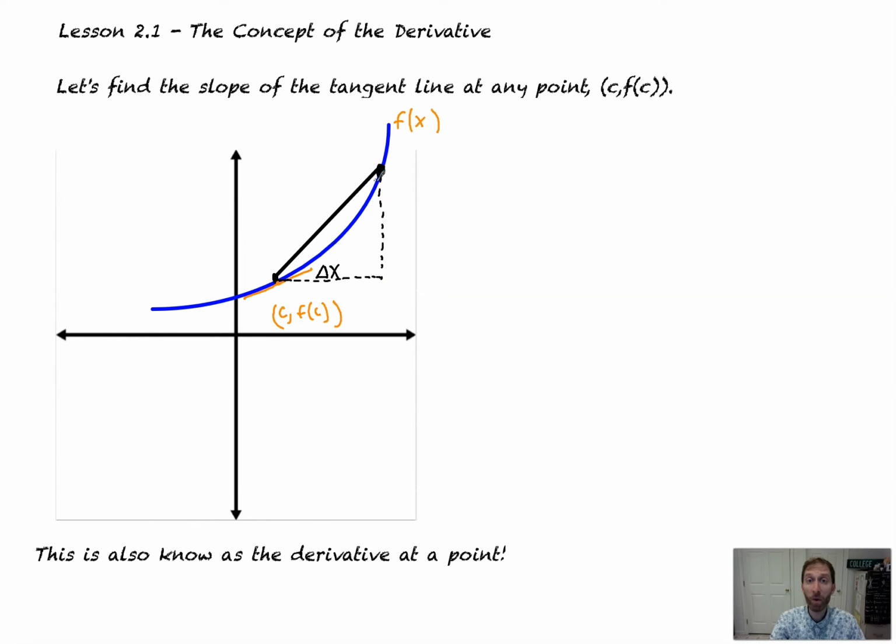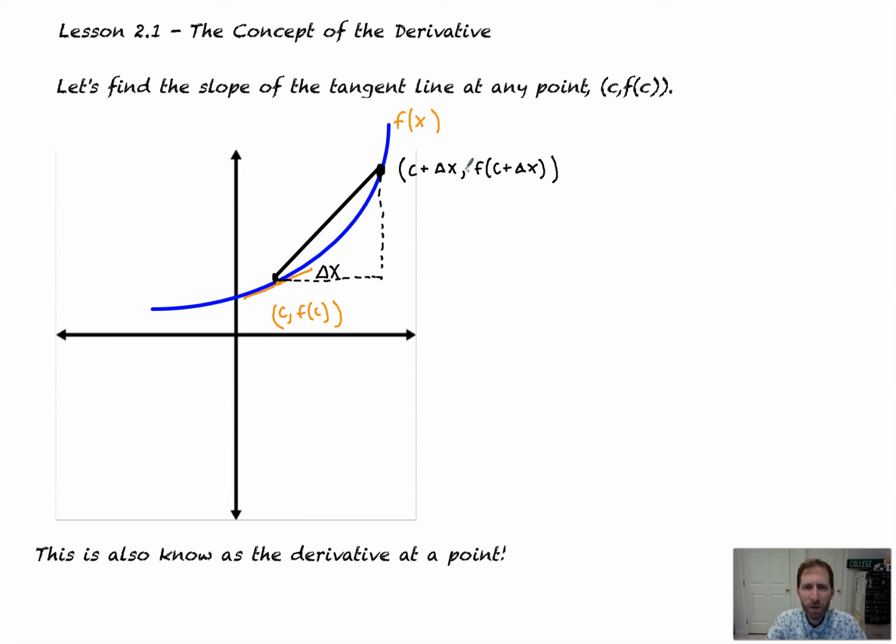So what is this point going to be up here now? Well, if we go over delta x and we start at an x value of c, we've gone c plus some amount delta x. So the x value of this point is now c plus delta x. From there, we plug that x value into the function to figure out what the y value is there. So that's f of c plus delta x. Not so bad. Very nice indeed.